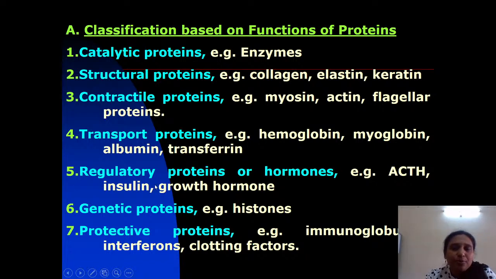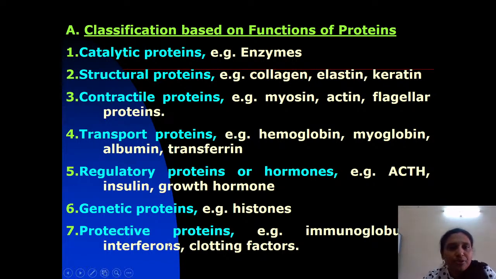Next are regulatory proteins or hormones like ACTH, insulin, growth hormone. All these are hormones which have a role in the metabolic pathways, which regulate the metabolic pathways. And a few proteins are genetic proteins. An example is histones. Histones are mainly found in association with the nucleic acids.